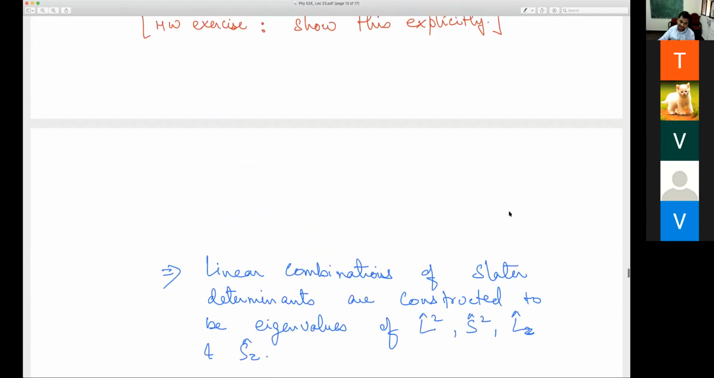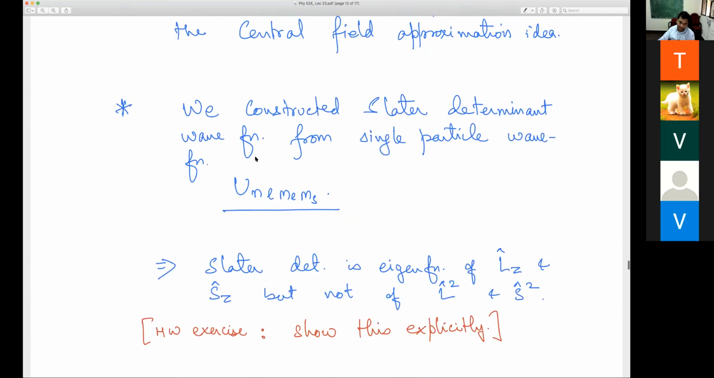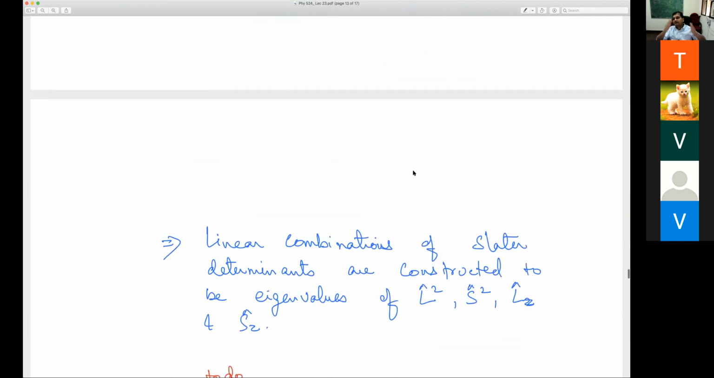Okay. And then the workaround to this problem is that a Slater determinant still gives me a nice basis, and I can work with linear combinations of Slater determinants. Linear combinations of Slater determinants I can use to construct eigenstates of these operators, etc.